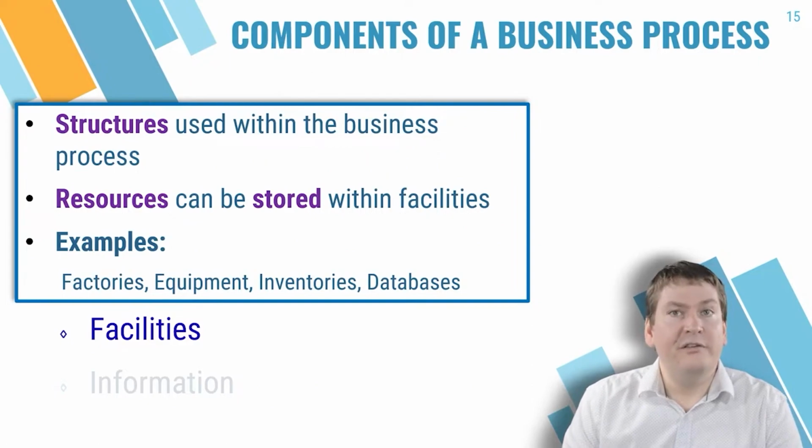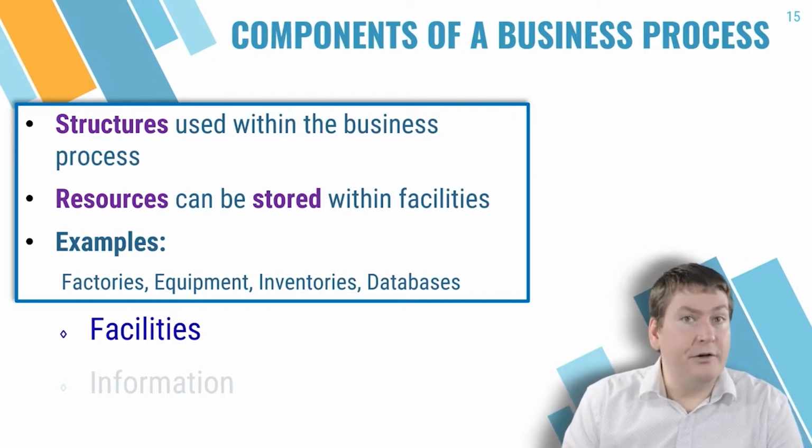Facilities are structures used in the business process. These can be physical buildings that store or transform physical resources, like a warehouse or a factory, or they can be information systems and databases that store information. Recall that information is a resource. So facilities can be digital in addition to being physical structures.